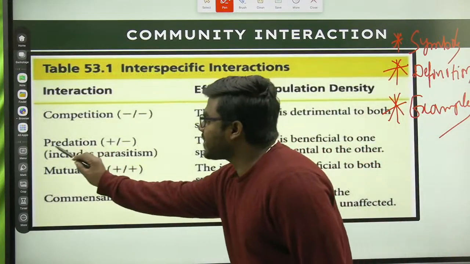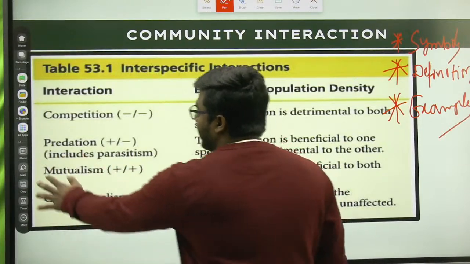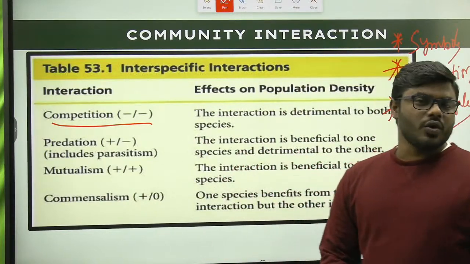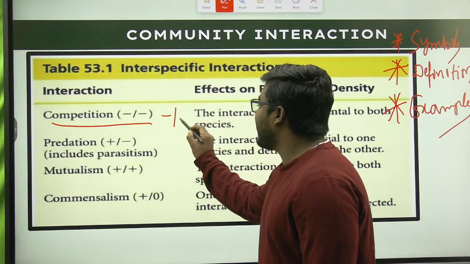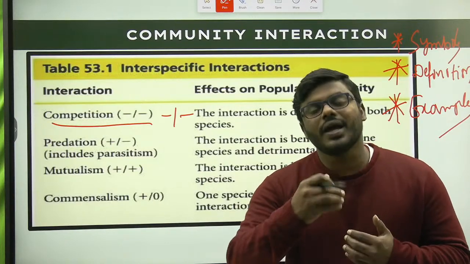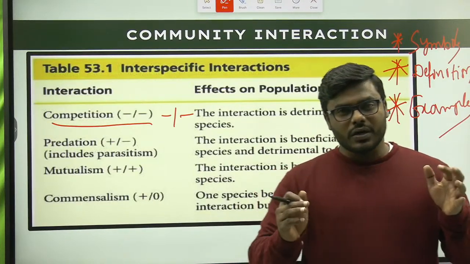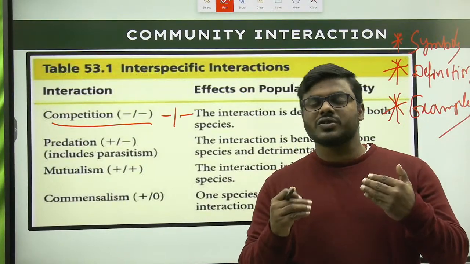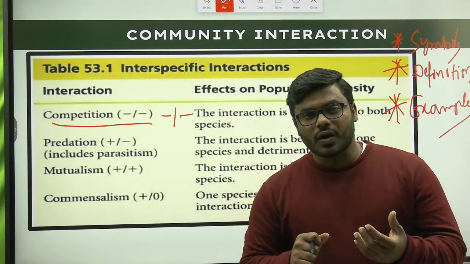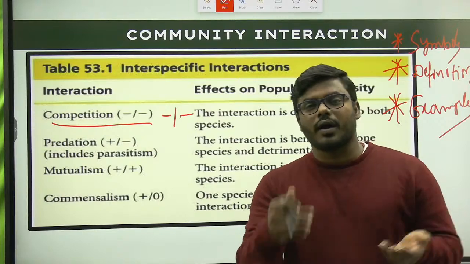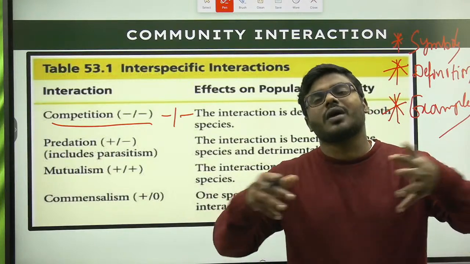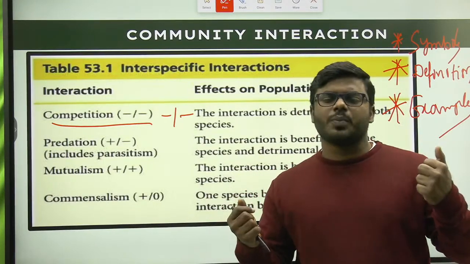The first interaction we will call competition. The moment you look at competition, one thing you have to remember. What is the symbol? Both minus minus. Which means in competition, you cannot define who is going to win, because the competition is occurring between two species which are equally strong. Suppose a competition occurs between two tigers, or between two lions. We cannot predict which is going to win because both are powerful.